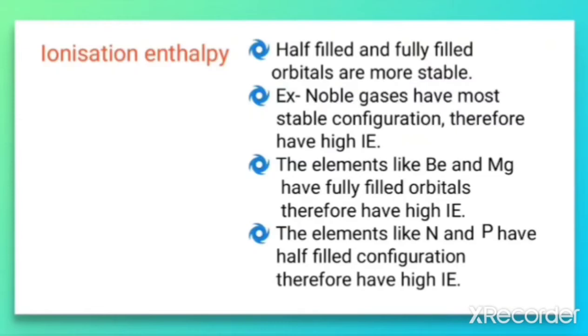From this we can conclude that half-filled and fully filled orbitals are more stable. Therefore, greater ionization enthalpy is required. That means a high amount of energy is required to remove an electron from an element with a stable configuration. For example, noble gases have the most stable configuration. Therefore, they have high ionization enthalpy. Elements like beryllium and magnesium, which have fully filled orbitals, have high ionization enthalpy. And elements like nitrogen and phosphorus have a half-filled configuration, therefore they have high ionization enthalpy.